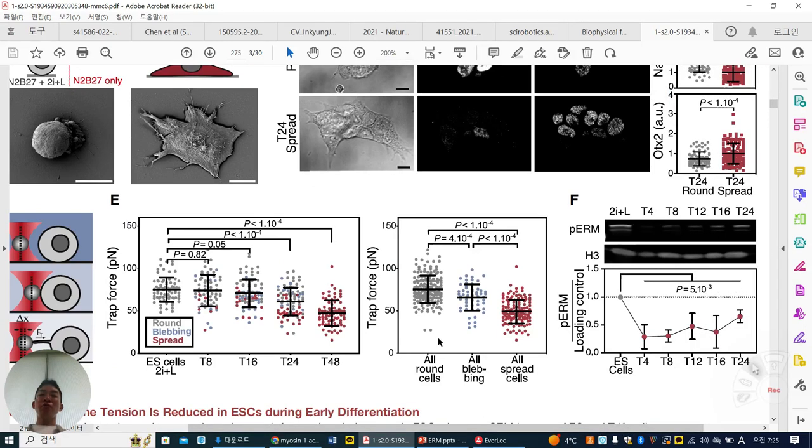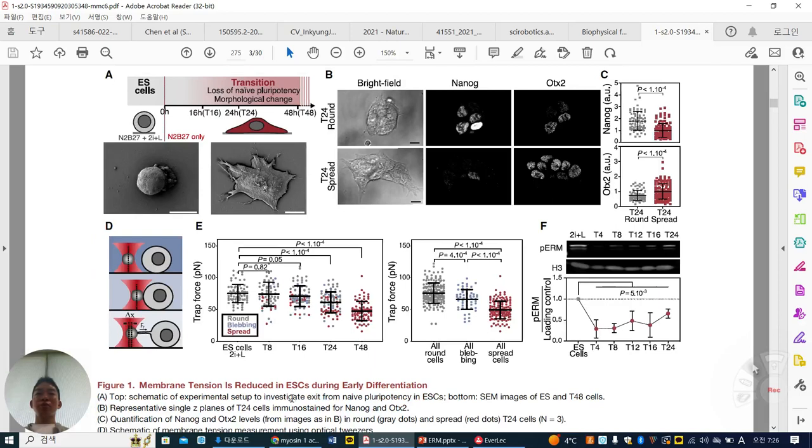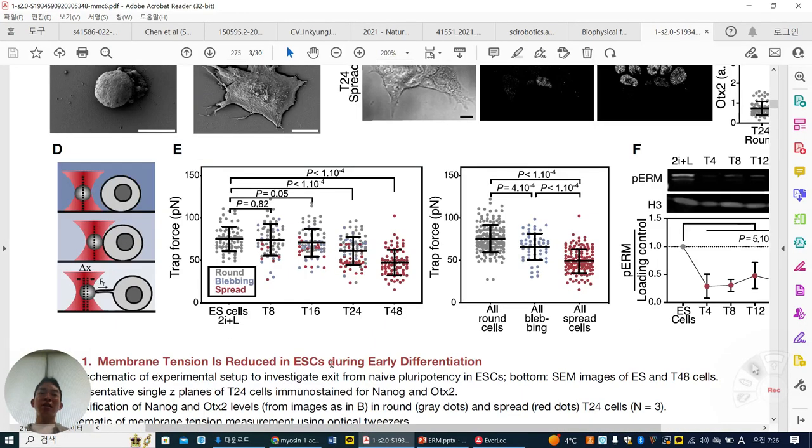And then when you quantify, they select three different cells, round, blebbing, and spread cell, and measure the trap force: high, middle, down. So we can say that the spreading cell has relatively lower tension than the others. And then as people mentioned before, phospho-ERM is the activation of ERM for unfolding protein. So while they're spreading, phospho-ERM decreases, which means higher tension, phospho-ERM up; lower cell membrane tension, phospho-ERM off. So they want to link the cell membrane tension and phospho-ERM on and off. So membrane tension is reduced in ES cells during early differentiation.